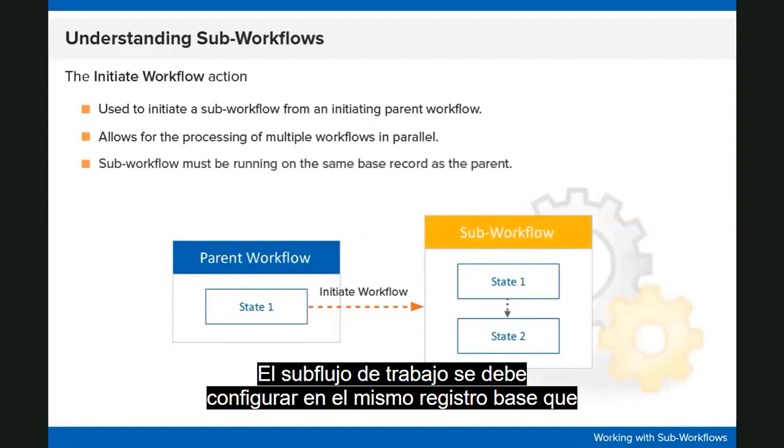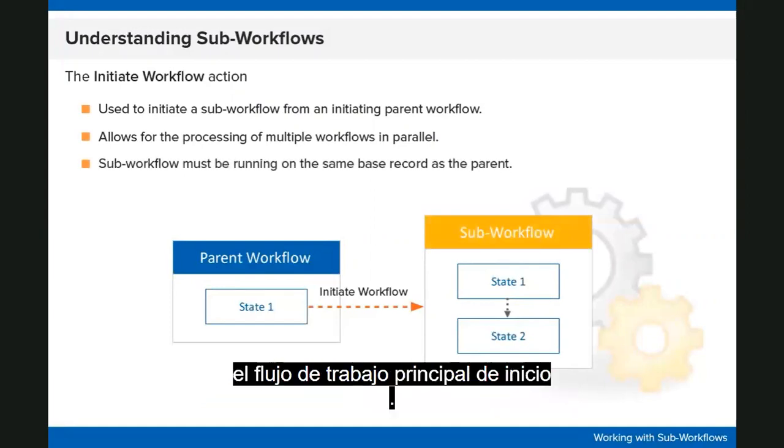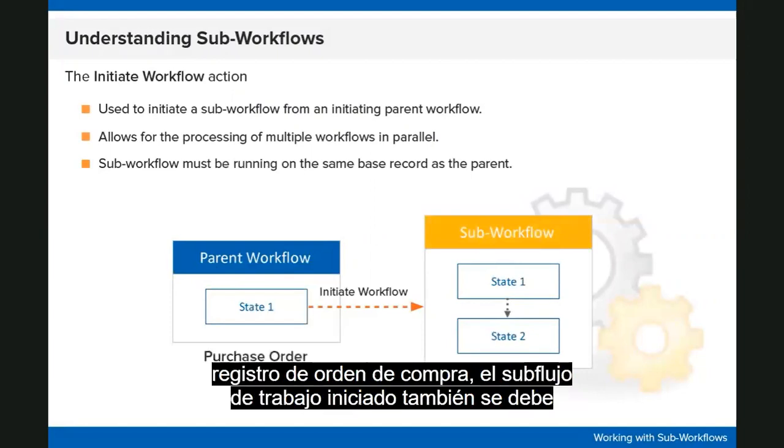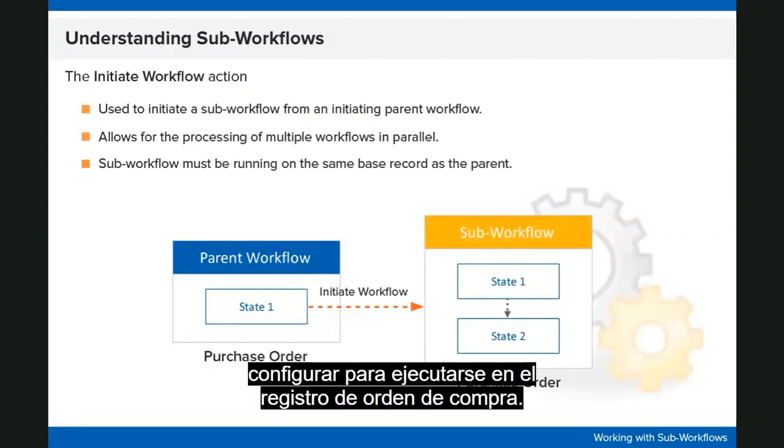The sub-workflow must be configured on the same base record as the initiating parent workflow. For example, if the parent workflow is running on a purchase order record, the initiated sub-workflow must also be configured to run on the purchase order record.